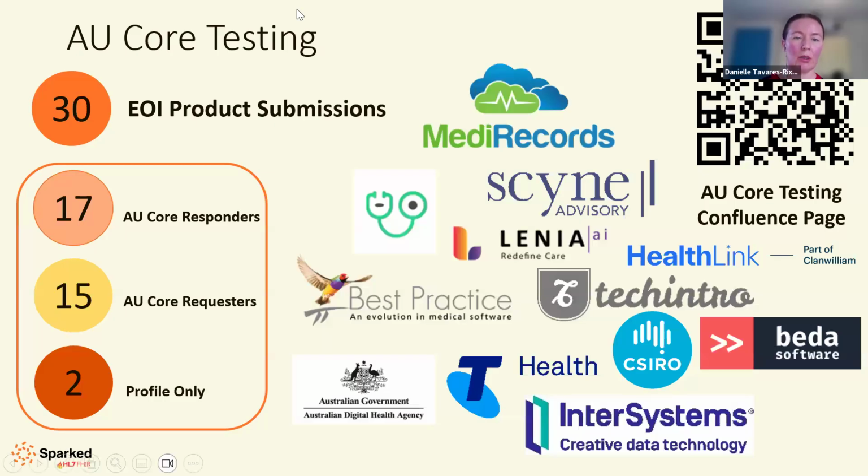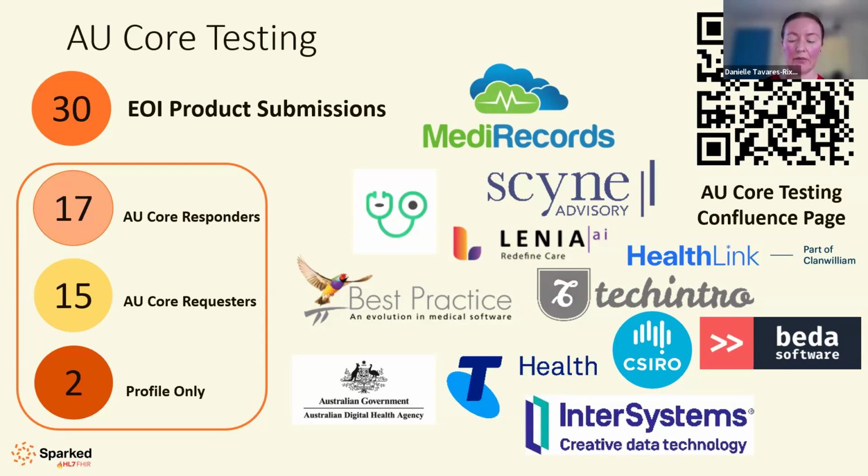All right. Quick update on testing, and this will be a quick update. AU Core testing is absolutely going on now, and we're scheduling to close that off in September. There are now 30 unique product submissions to be testing AU Core that have come in, which is added into testing things around AU Core responders and requesters.